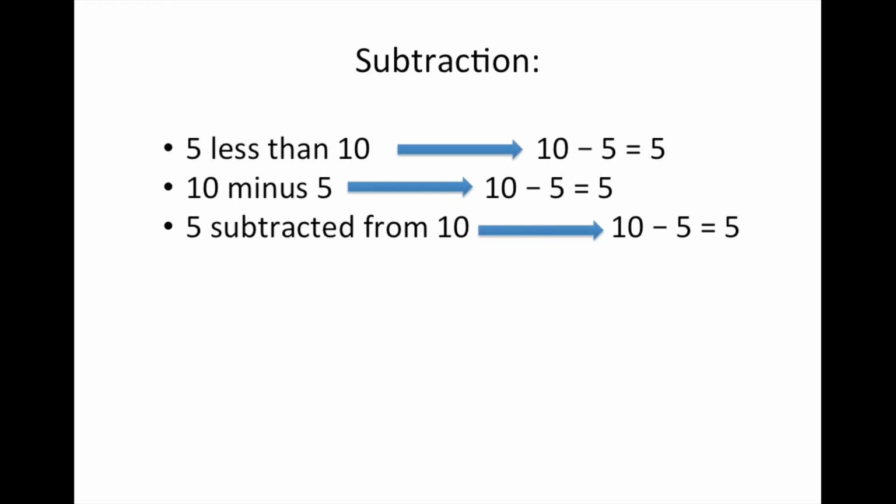Familiarize yourself with these three bullet points because they are all equivalent statements. So when I say 5 less than 10, that's the same thing as saying 10 minus 5, which in turn is the same thing as saying 5 subtracted from 10. This is relatively straightforward. Just be very careful so that you're not confused.